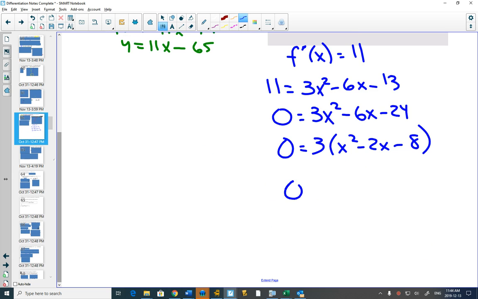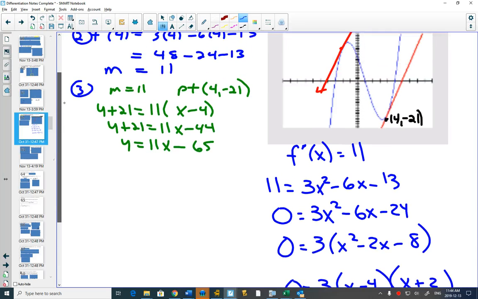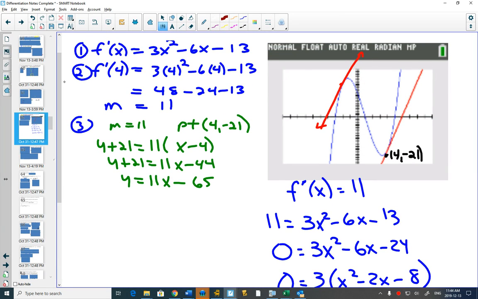Or I would have cheated, since we already know one of the answers is 4, right? What does the other answer factor have to be to get an 8? It would have to be an x plus 2. Multiply it out and check, and it works. So we would have this point be at negative 2 comma something. Does that make sense?